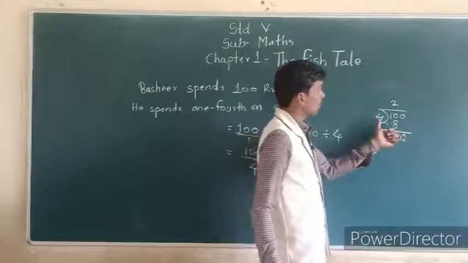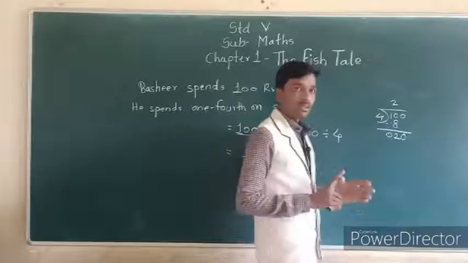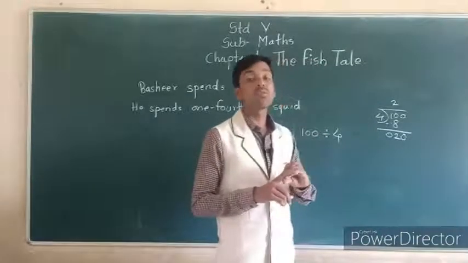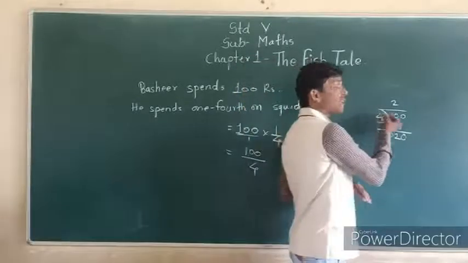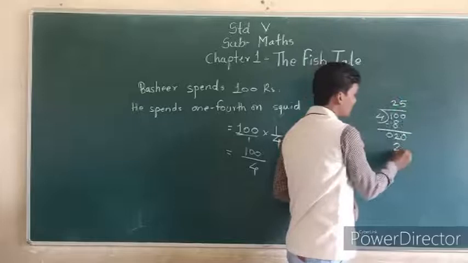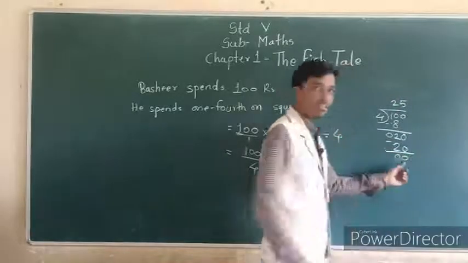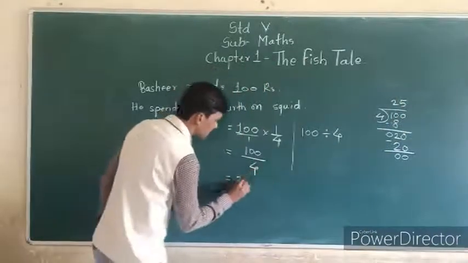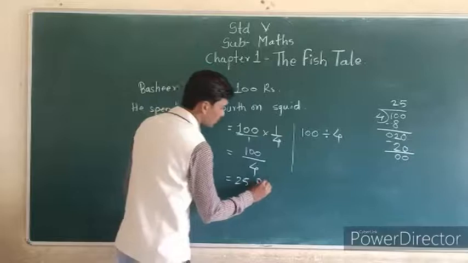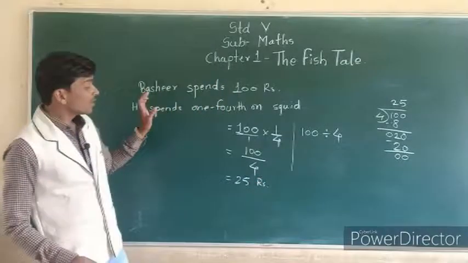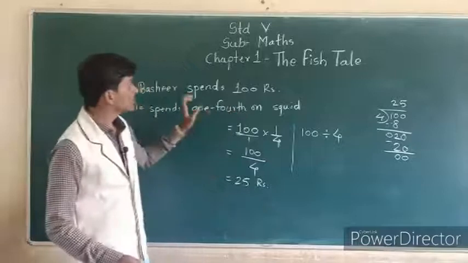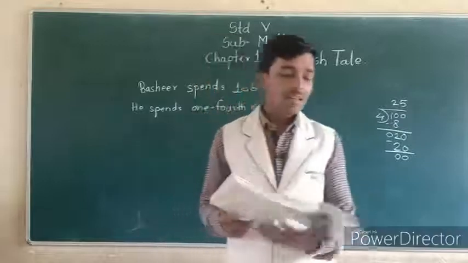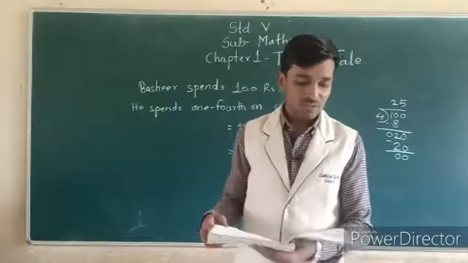Therefore you can say the table of 4 up to 20. 4 1s are 4, 4 2s are 8, 4 3s are 12, 4 4s are 16, 4 5s are 20. So you can write here 5 and here 20. Subtract, the remainder is 0 and your answer is 25. So write this answer here, 25 rupees. He can spend 25 rupees on squid fish. Okay, and 3/4 on prawns.